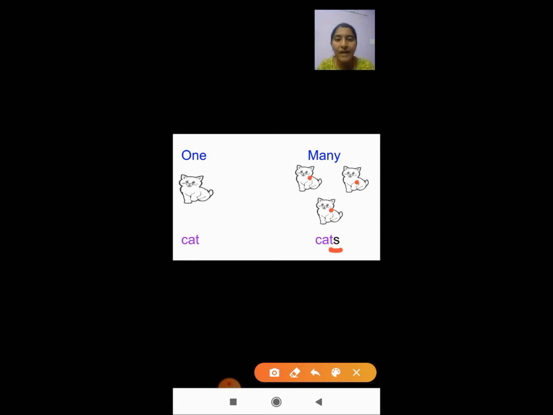I have put a dash below. Can you all see there? So we have to add s for many. One and many, singular and plural. If you have only one, we call it singular noun, and if you have many, more than one, here we have 3, so we call it plural, cats. We will be adding only one s at the end.